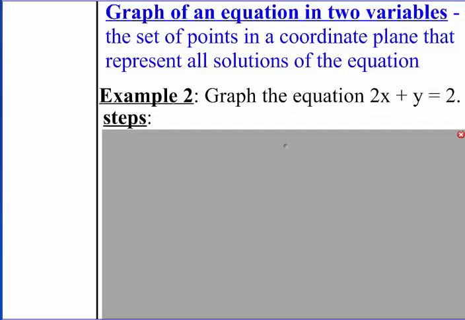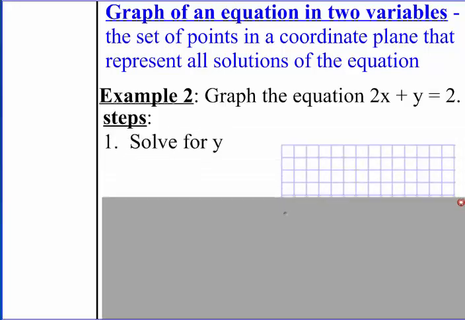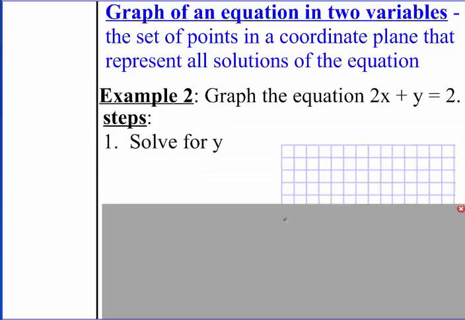Now the difference between this example and the examples that you saw previously is that in the previous examples I gave you a domain to work with, a specific domain. In this case I don't. I want you to graph the entire line for the equation 2x plus y equals 2. So the first thing we want to do is solve for y. Rewrite the equation so that the y is by itself.